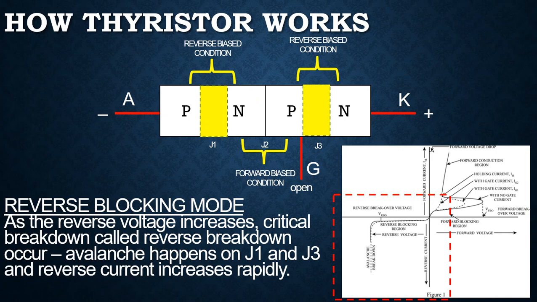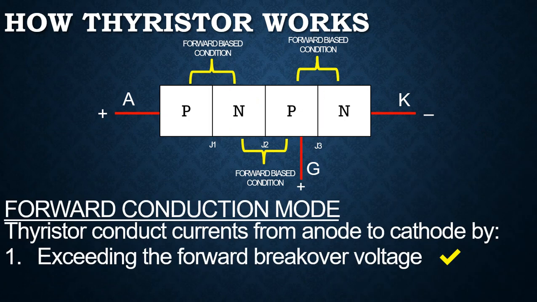Next is forward conduction mode. A while ago, we have discussed the forward blocking mode. To put the thyristor at conduction mode, thyristor conducts current from anode to cathode by exceeding the forward breakover voltage, or exceeding the forward voltage, o tinataasan natin yung forward voltage para malagpasan natin yung forward breakover voltage. This method is used for open gate circuit.